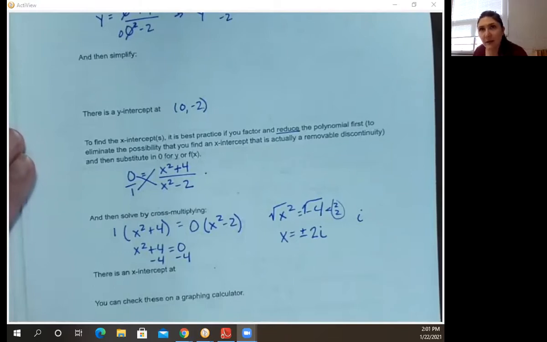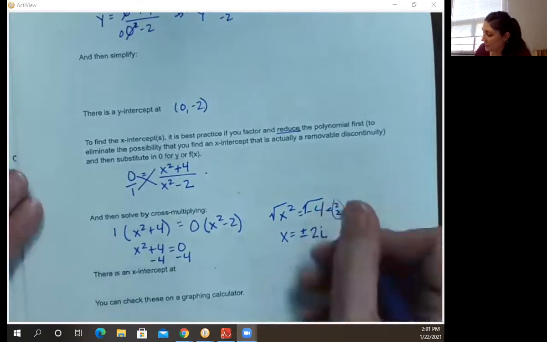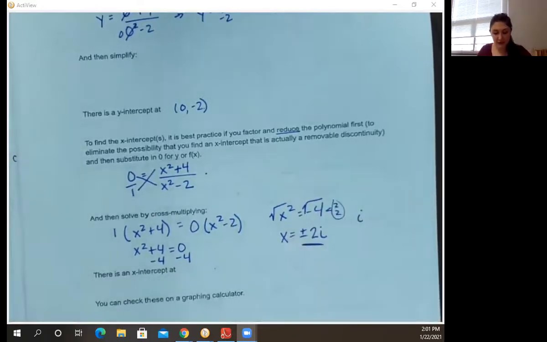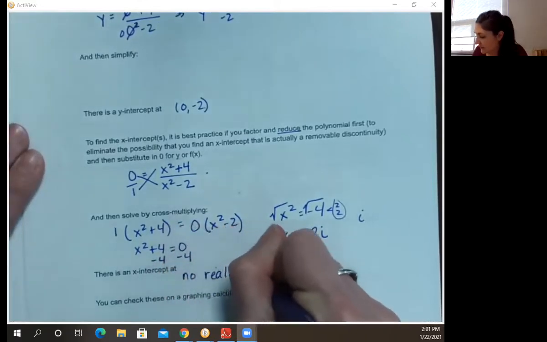Now, if we're talking about our Cartesian coordinate plane, that coordinate plane we're used to seeing when we graph, there aren't i's on there, right? It's not a complex plane. So because all of my options here are imaginary, that means I will have no real x-intercepts.